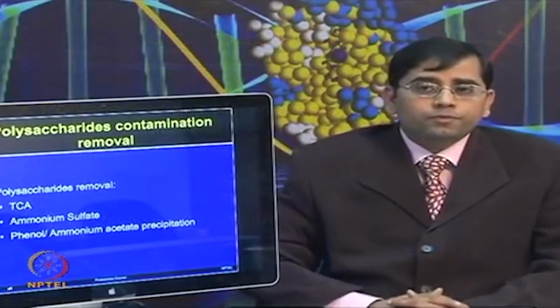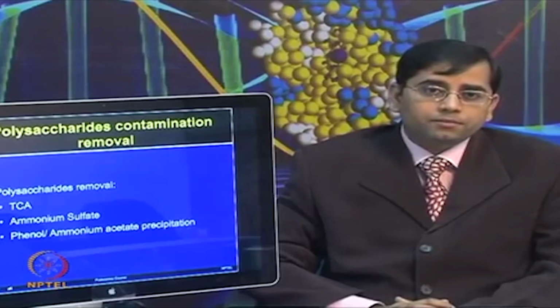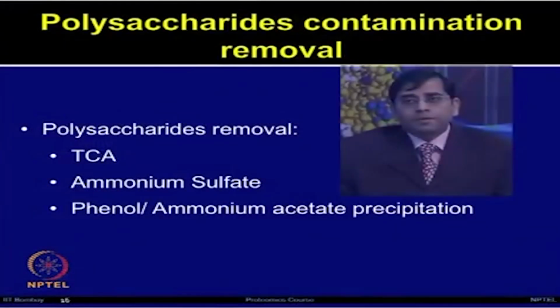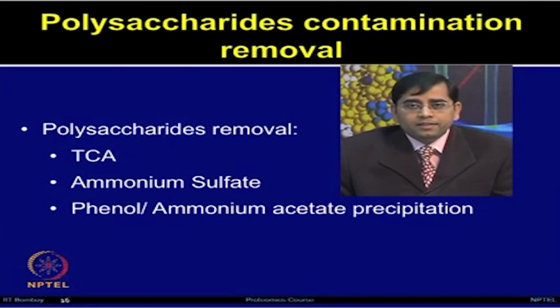So, how to remove these types of polysaccharide contamination? During the precipitation step itself, a lot of polysaccharides get removed. So, TCA, trichloroacetic acid, ammonium sulphate or phenol or ammonium acetate precipitation, they are efficient ways of removing the polysaccharide contamination.